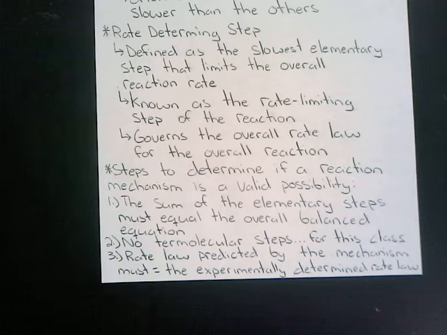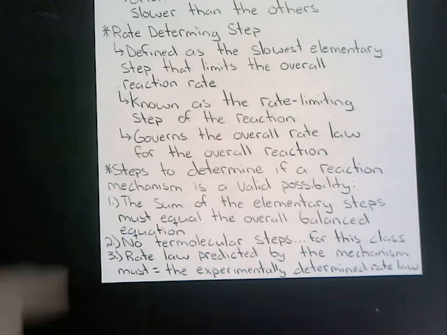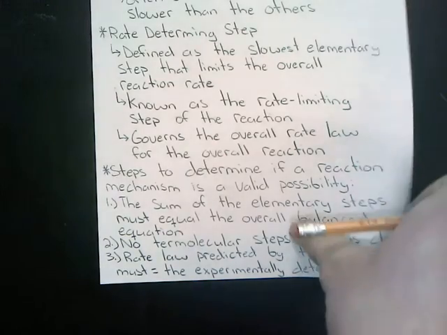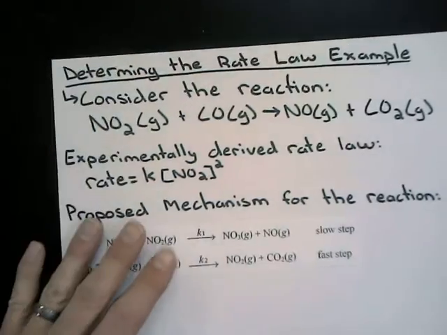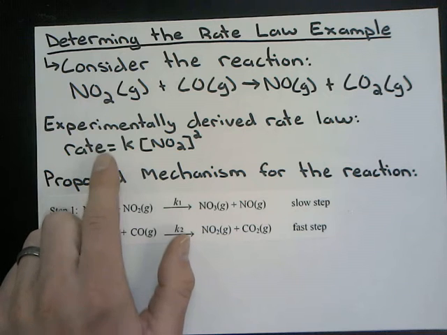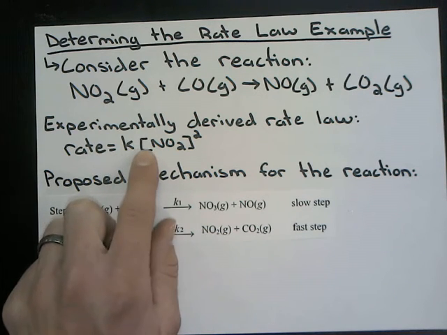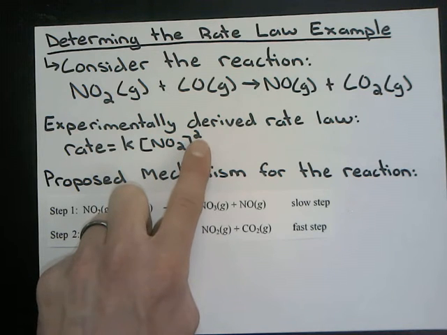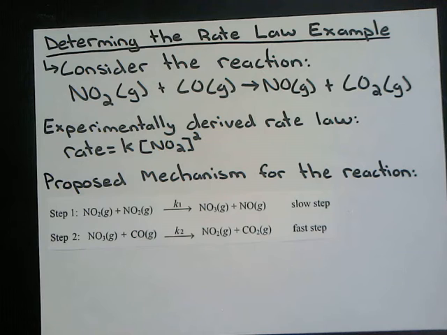So let's go ahead and do a couple of examples where we put these steps to the test. Okay, so we have this. Consider the reaction: nitrogen dioxide combines with carbon monoxide to produce nitrogen monoxide and carbon dioxide. Experimentally, the rate law was determined to be rate equals k times the concentration of NO2 squared. So the overall reaction order is second order.